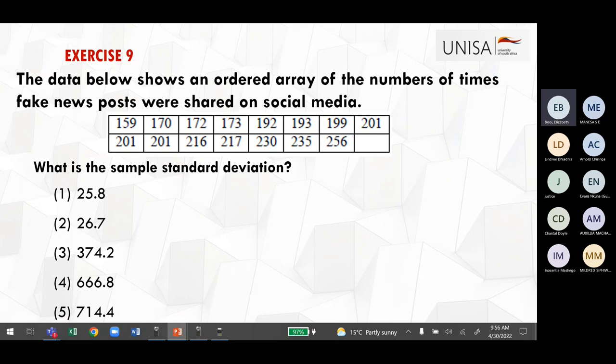Now you have a big data set. Calculate the standard deviation. Those who are going to use manual calculations because they don't know how to use their calculator: your standard deviation formula is the square root of the sum of your observed value minus the mean, squared, divided by n minus 1. So you can use that formula.